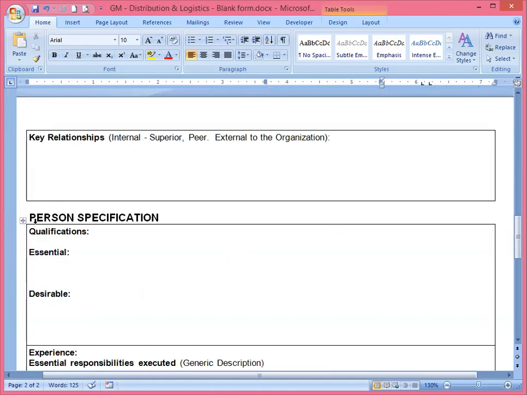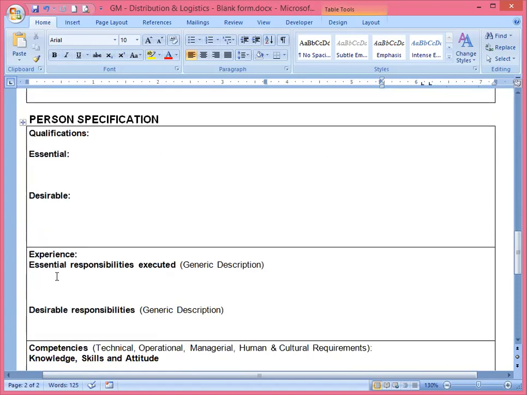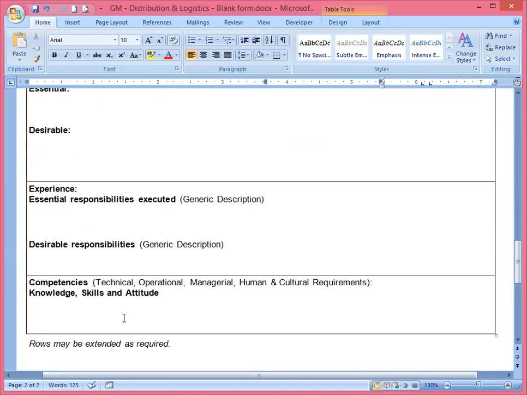And then we're going to specify here the person specification. The person specification is comprised of qualifications. There are two kinds of qualifications, essential and desirable. And also the experience of the person: essential responsibilities executed, and desirable responsibilities. And the last box that we have here is the competencies of the job. This is in terms of knowledge, skills, and attitude.